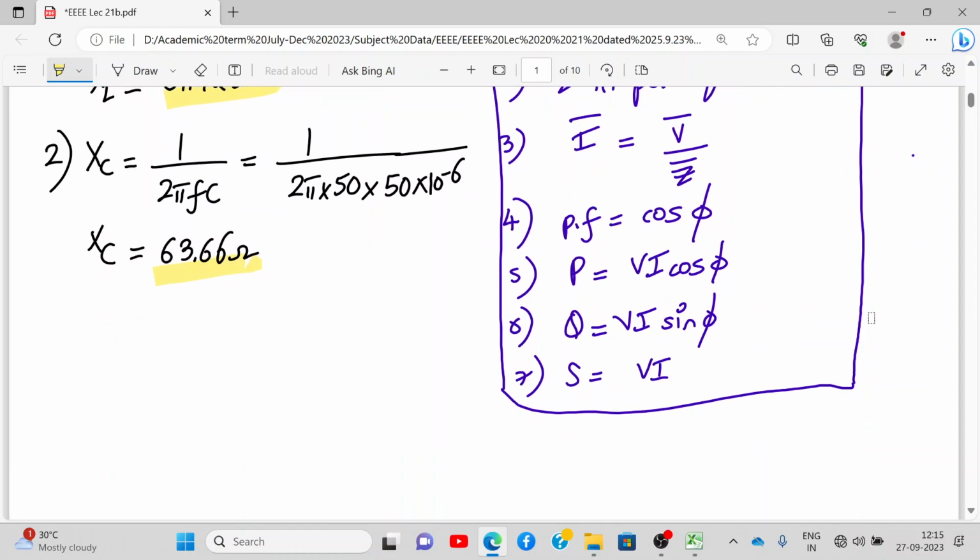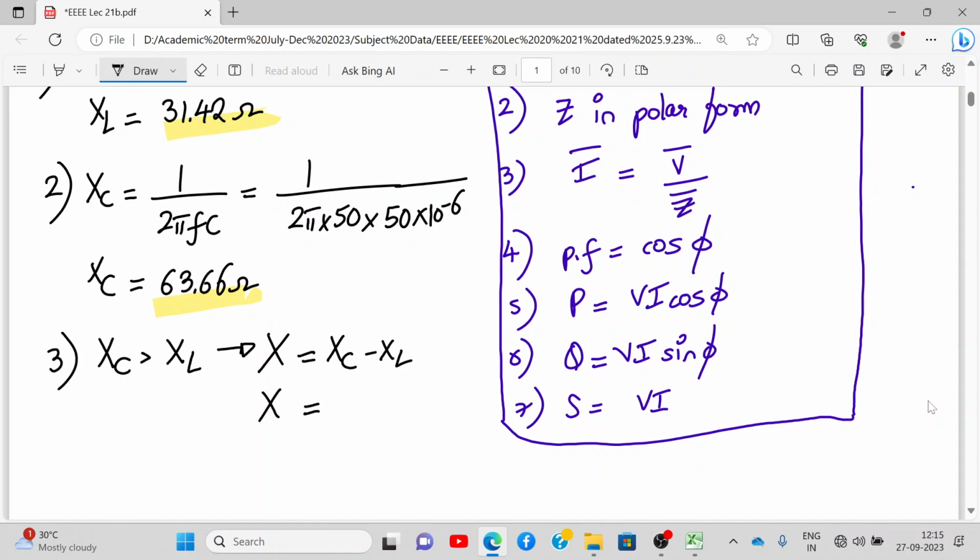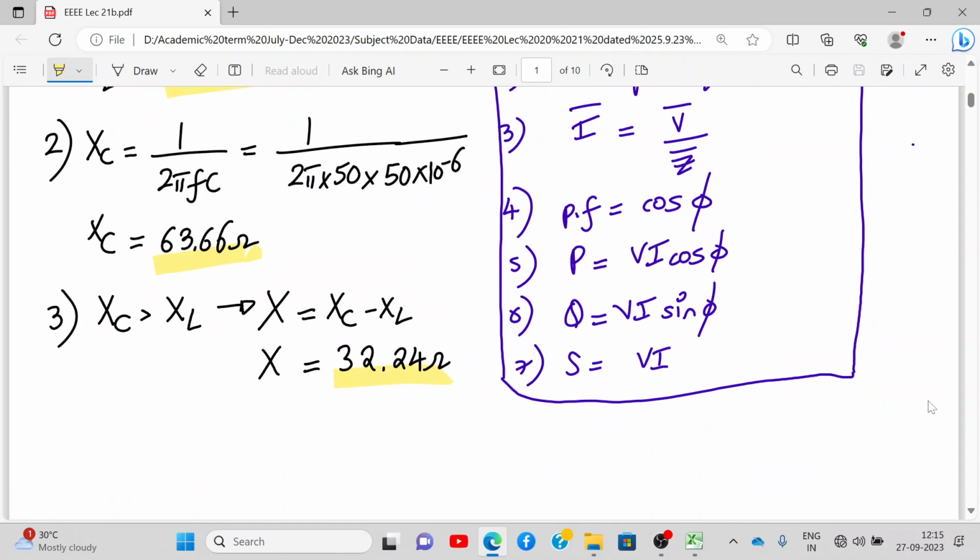Some of you have solved this? Okay, great. So if you compare XC and XL, which is greater? Since XC is greater than XL, what can we say? The circuit nature is capacitive. Now find capital X. That will be XC minus XL, which is 63.66 minus 31.42. That will be 32.24 ohms. What is X called? Net reactance of the circuit.